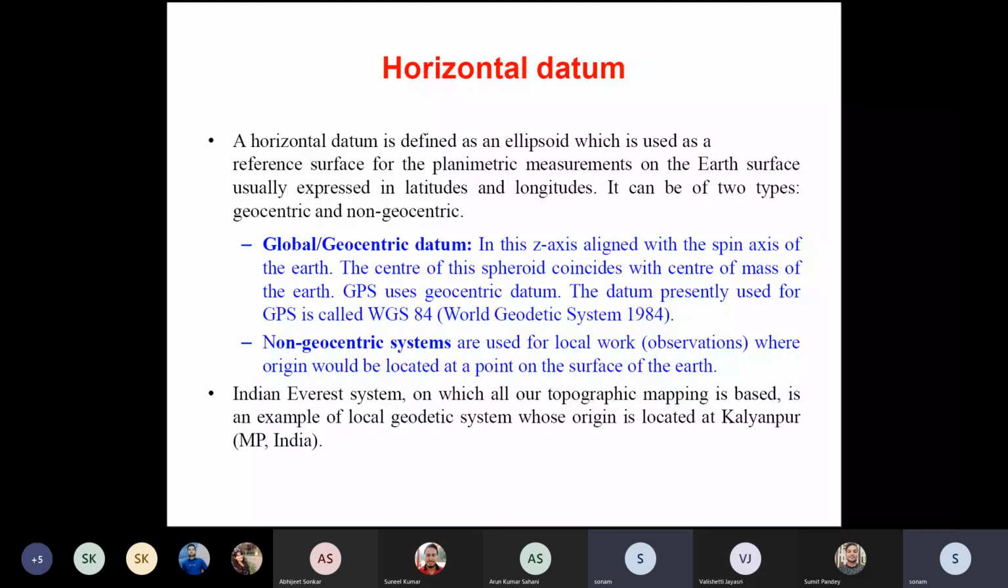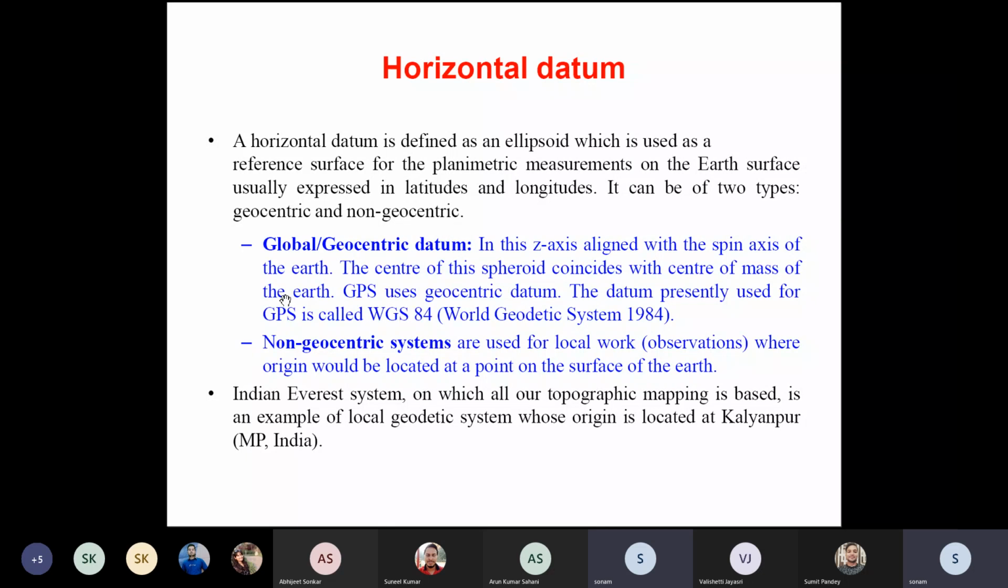Like in India, the open series maps are quite new maps. They come after the new mapping policy, and they have started to use WGS 84 as the reference datum. But if you open the old maps, you will find that they are based on the Everest datum. In India, the Indian Everest system was used by the Survey of India, and our earlier topographic mapping is based on this particular local geodetic system. Write down this important point: the origin of the Indian Everest system was at Kalyanpur, Madhya Pradesh.